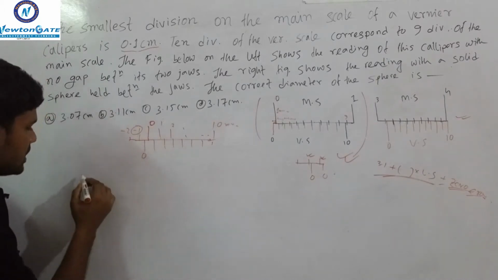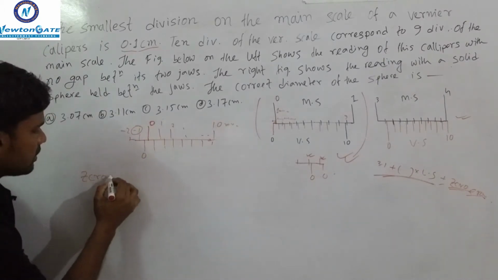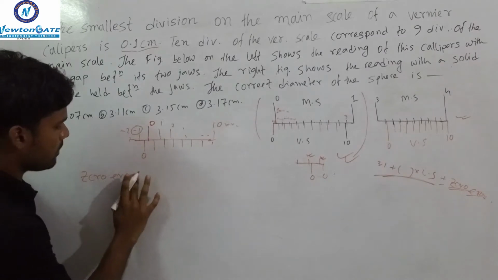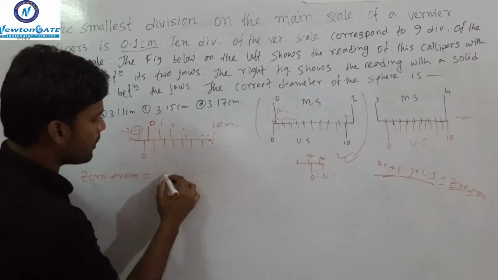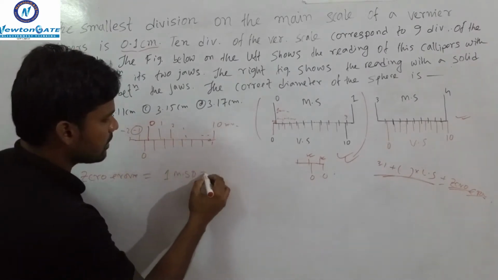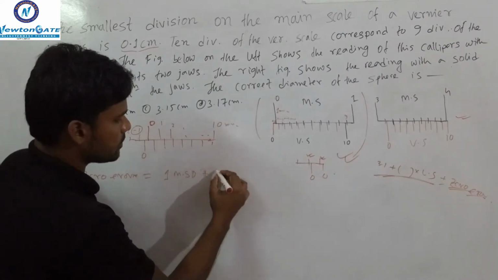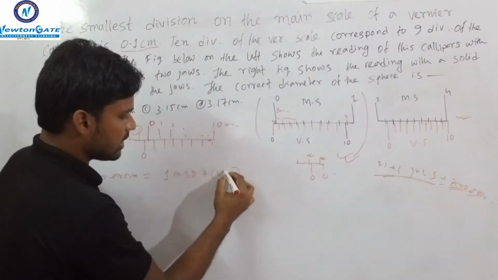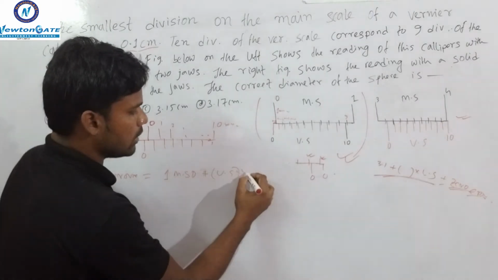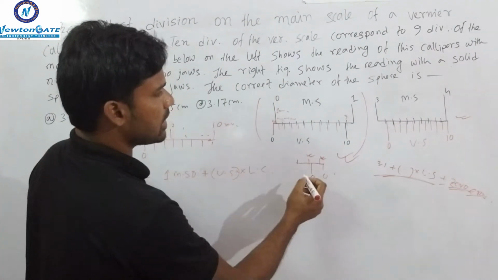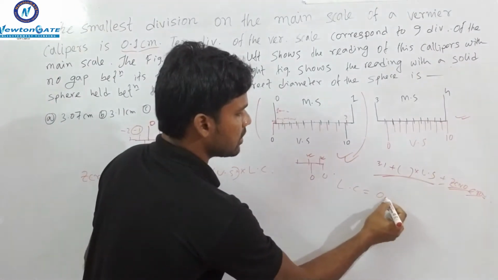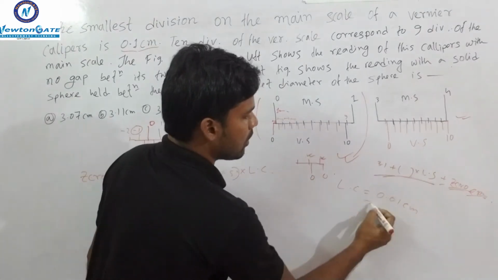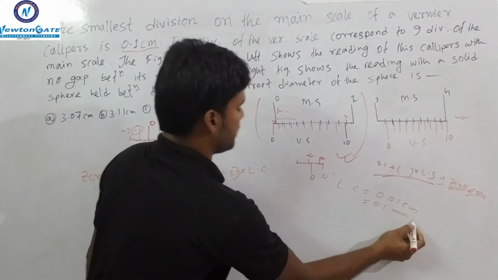Okay, so that means for 0 error, whenever we find 0 error, it equals 1 main scale reading plus what? Vernier scale reading into least count, and we know the least count as we find it is 0.01 centimeter or 0.1 millimeter.